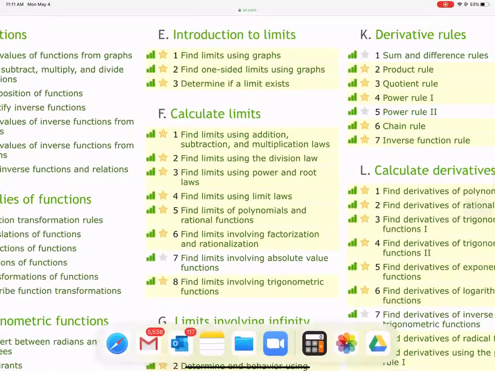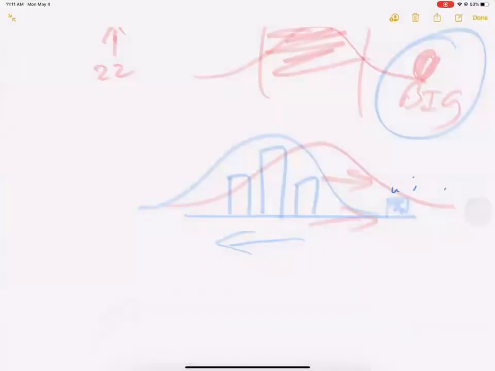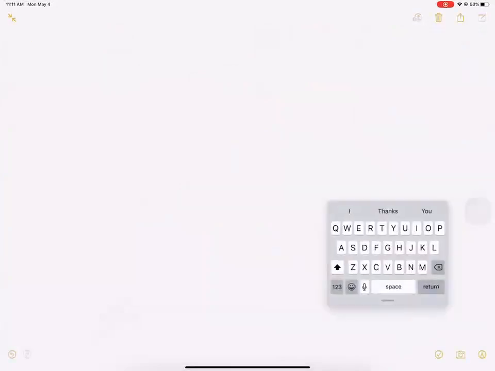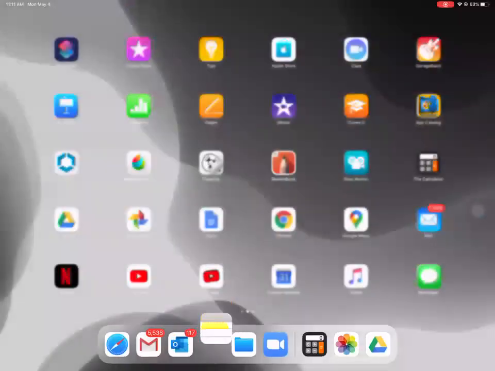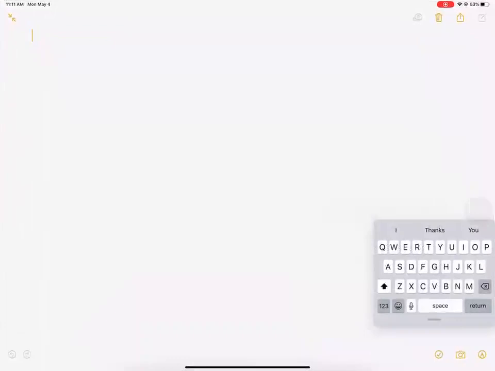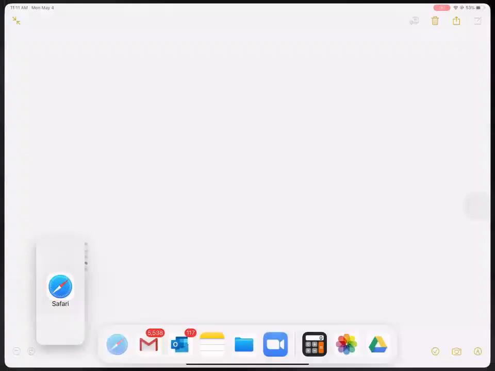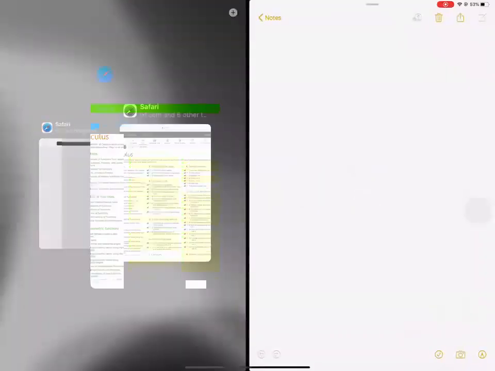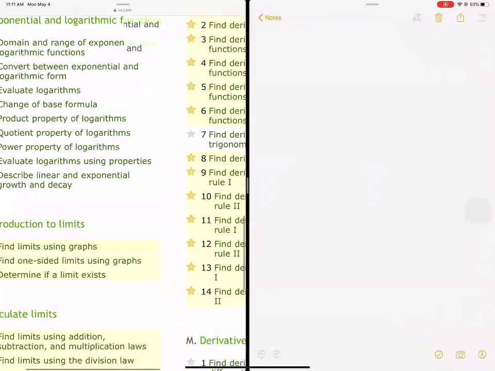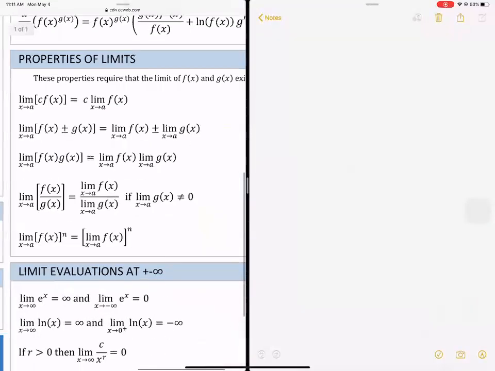Okay, so let's go ahead and start a new one here. I want to talk about a couple of these ideas about limits. So the first one, go ahead and let's go back. I'm going to go over the rule. I'm going to talk about these rules here.